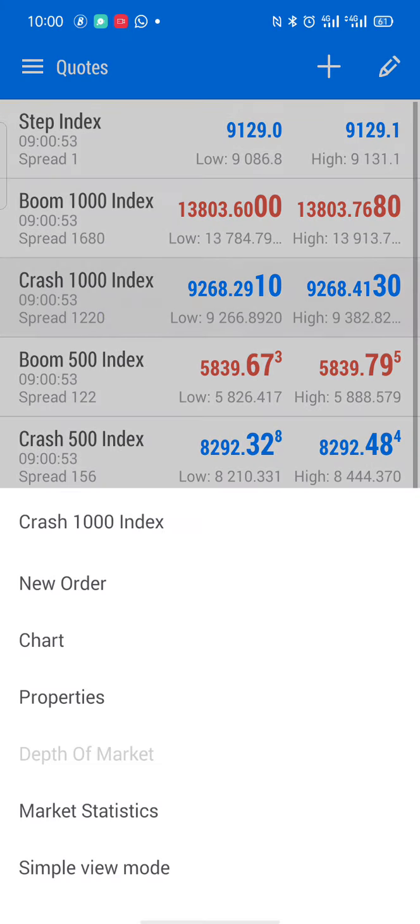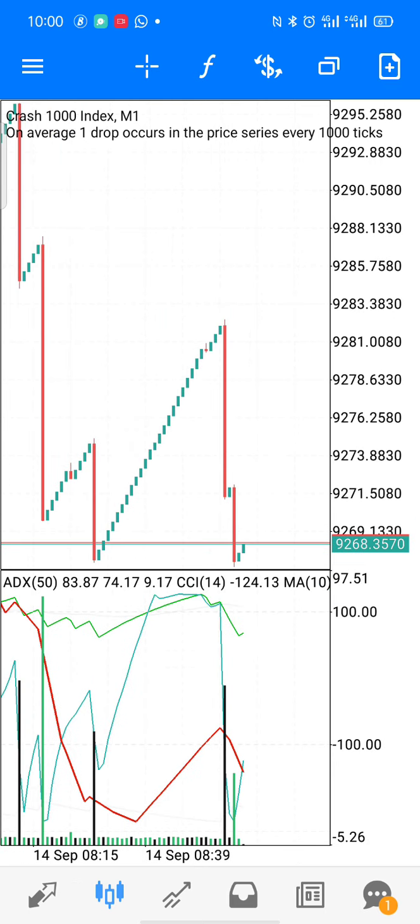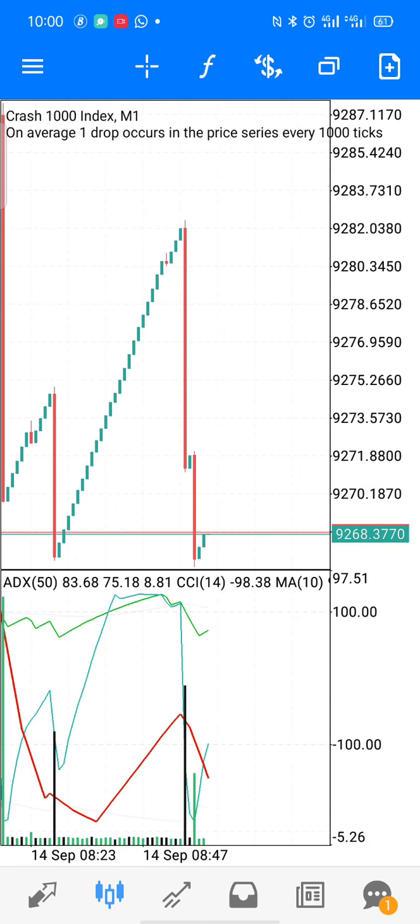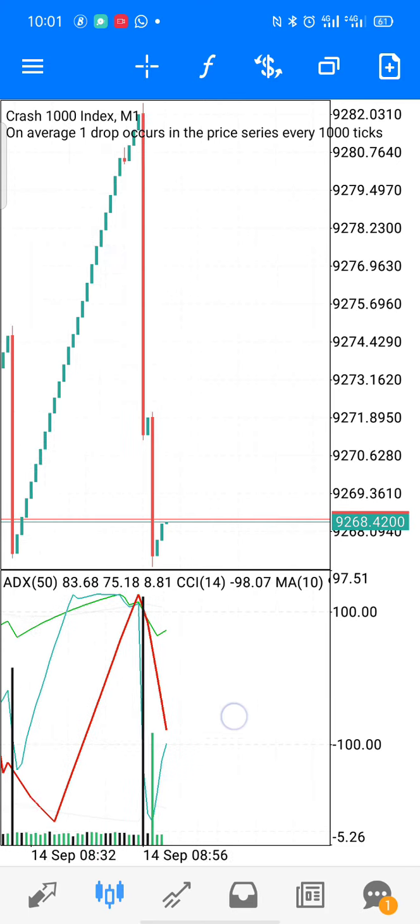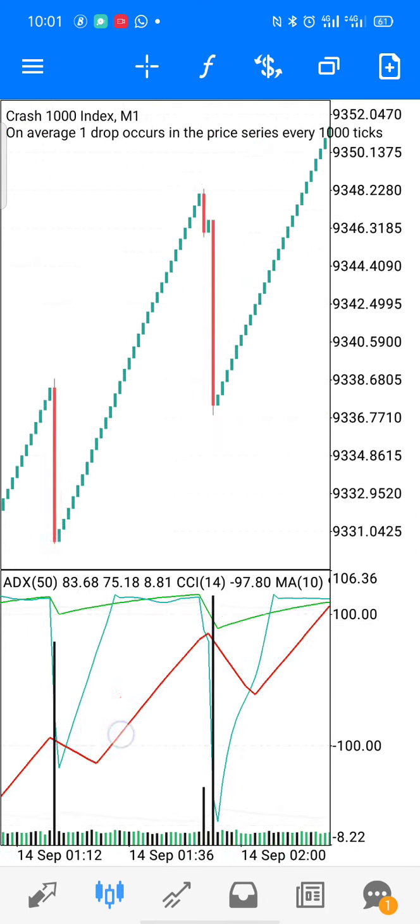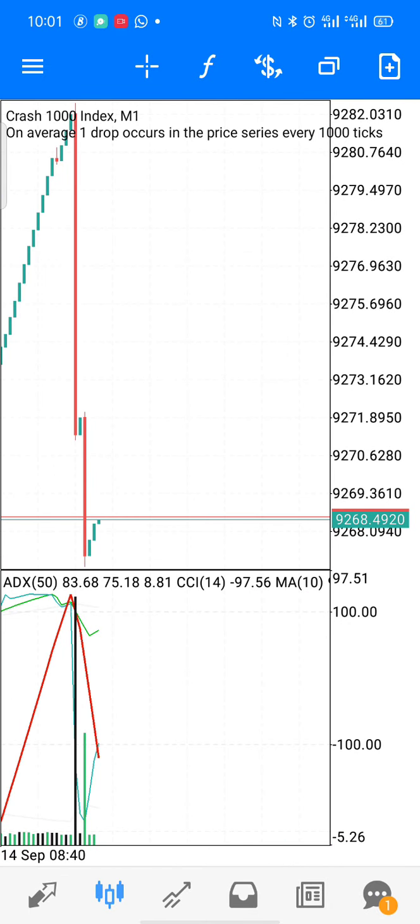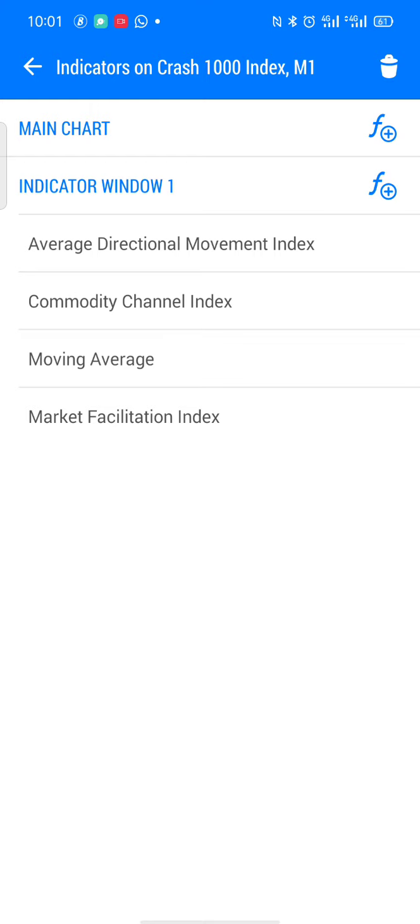And for the Crash and Boom strategy, you can see it works. It crosses above. It spikes. It crosses above. It spikes. You can see that, guys. So for the Crash and Boom strategy, for those of you that don't know how to set these indicators, it's simple. Let me just show you on my screen. You can simply take a screenshot.